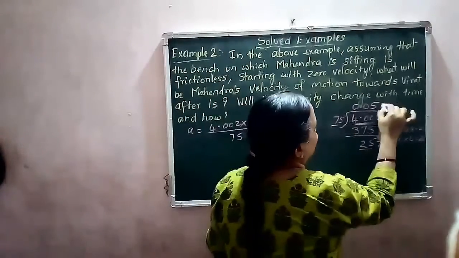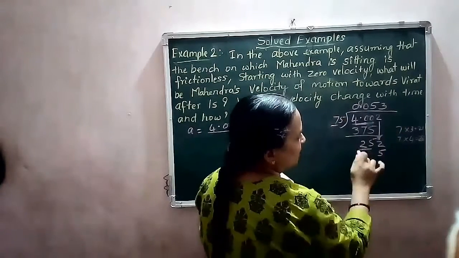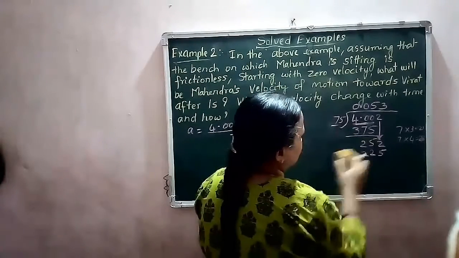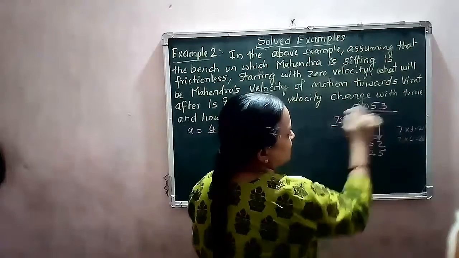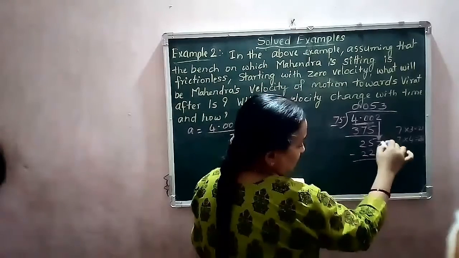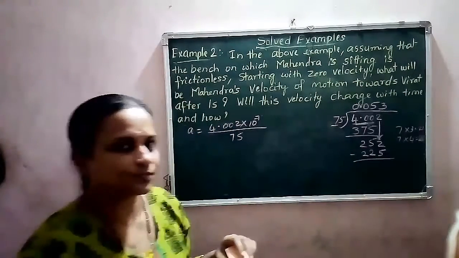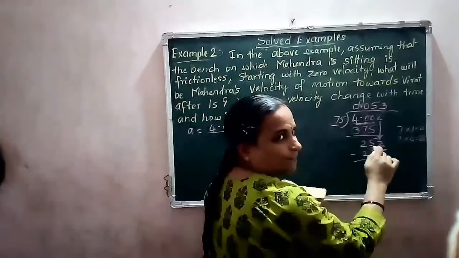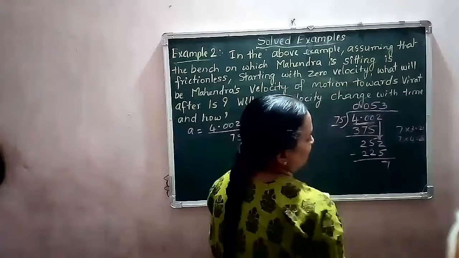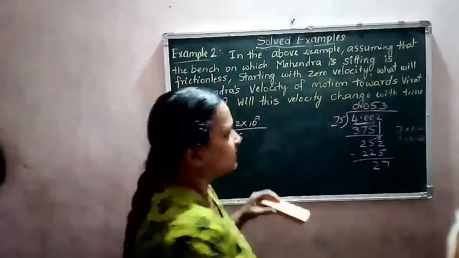Let us see 3. 3 5s are 15, 3 7s are 21, 21 plus 1 is 22. Now subtract this one. 12 minus 5 is 7. Here 4 minus 2 is 2. Again you are getting 27.